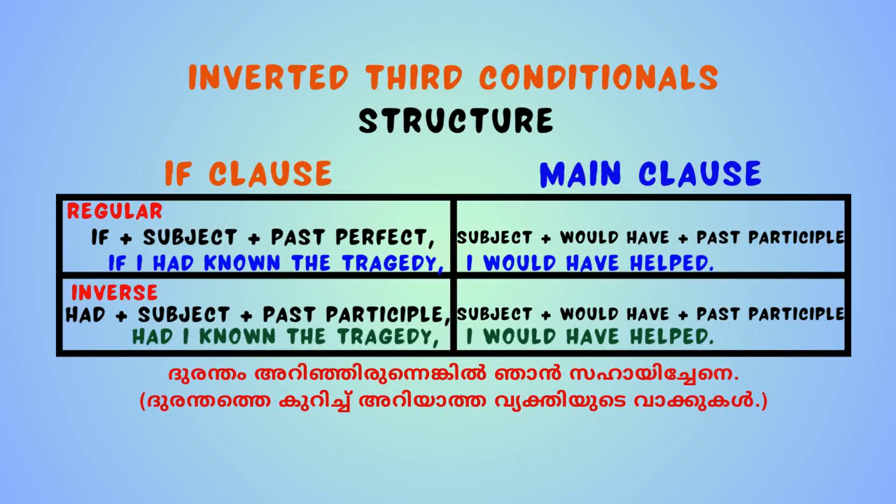Inverted third conditionals. Structure, if clause, regular structure, if plus subject plus past perfect, main clause, subject plus would have plus past participle. Inverted structure, had plus subject plus past participle, main clause, subject plus would have plus past participle. For example, if I had known the tragedy, I would have helped. Inverted form, had I known the tragedy, I would have helped.